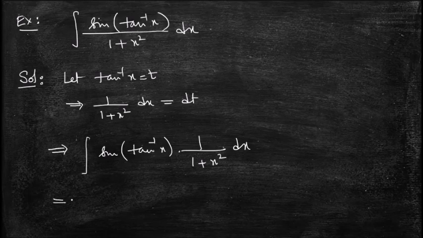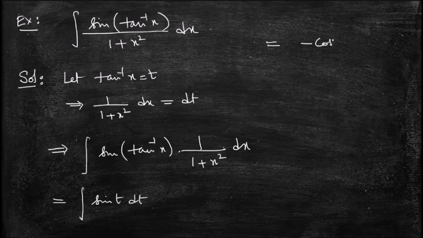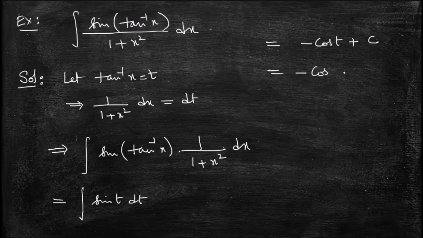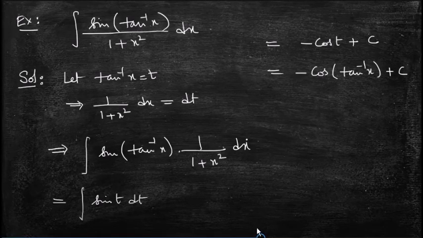So what happens? Sine t, and this entire thing becomes dt. What is the integration of sine t? It is minus cos t plus c. Now what is t? We have supposed tan inverse x, so minus cos(tan inverse x) plus c. Hope you have understood the problem, right?